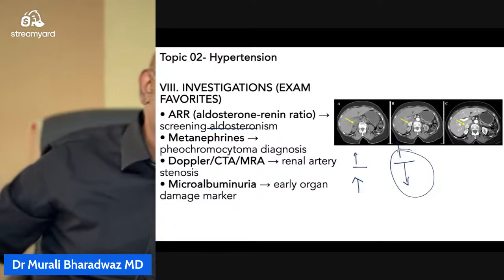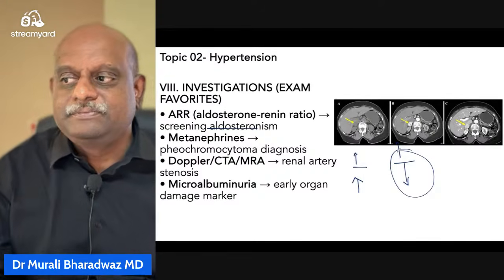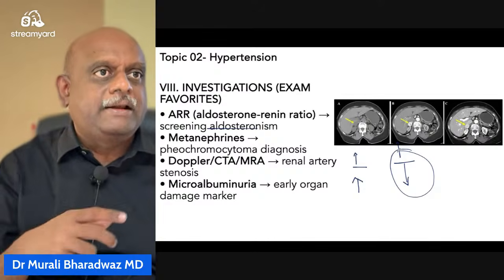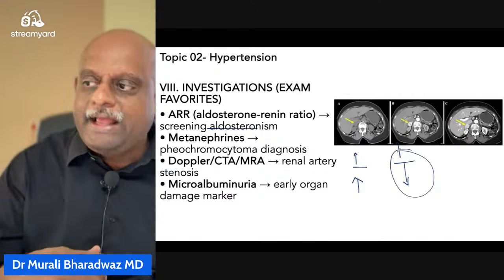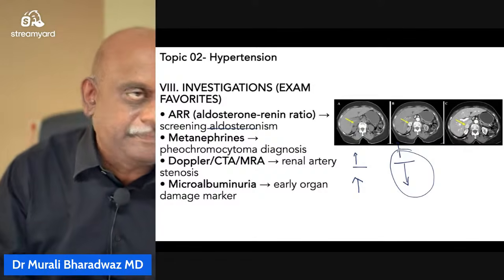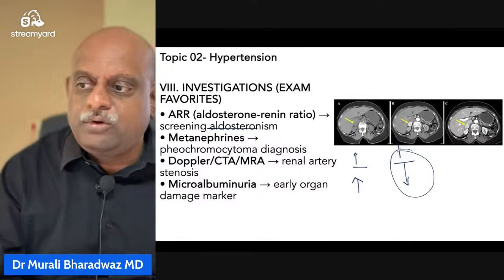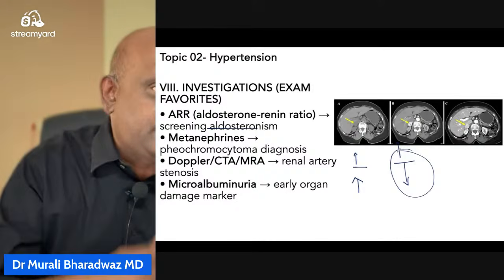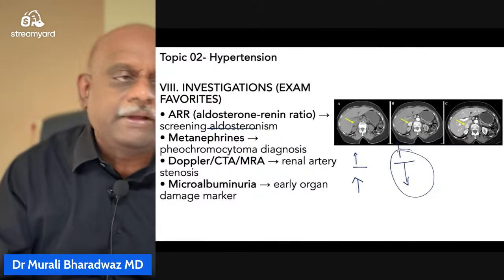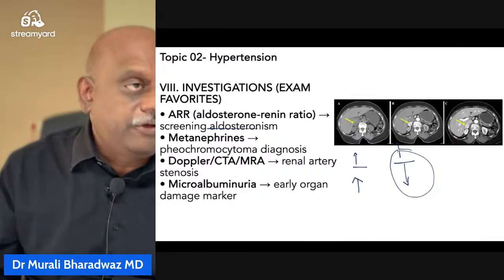So you do Doppler, CT angiogram, and MR angiogram in order to identify renal artery stenosis. You also do microalbuminuria in the urine to know whether hypertension has led to renal dysfunction and early organ damage. You do metanephrines in the urine to identify pheochromocytoma.